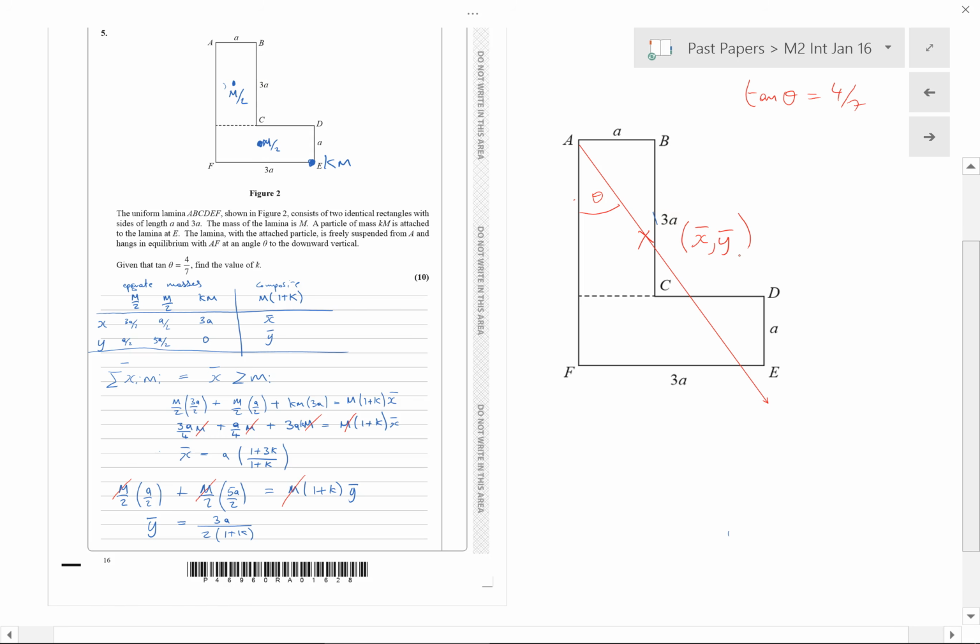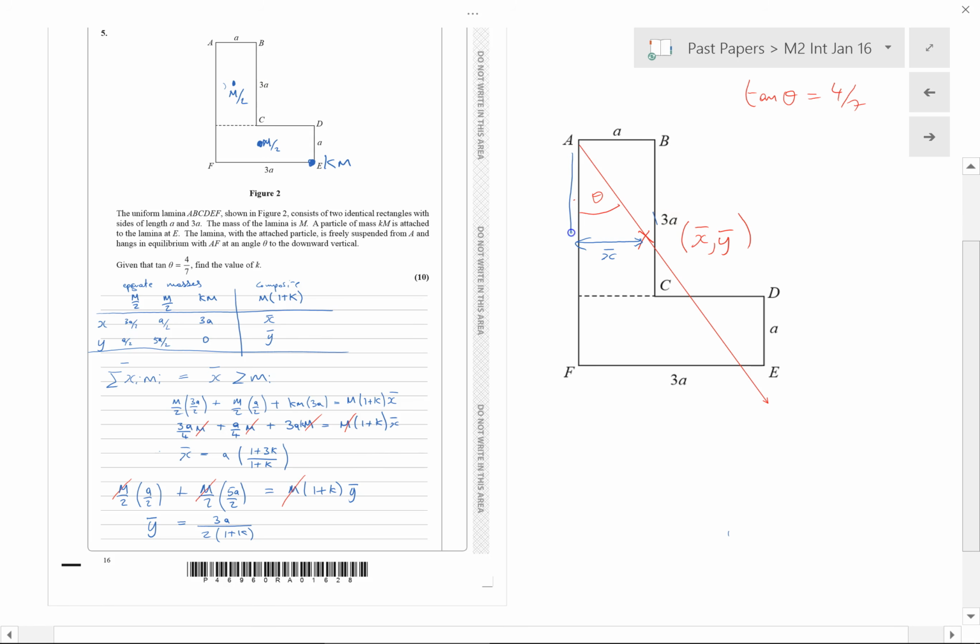Now let's just mark on our distances. Let's change colour to blue. This distance here is obviously just x bar. So that distance we know is the distance there.